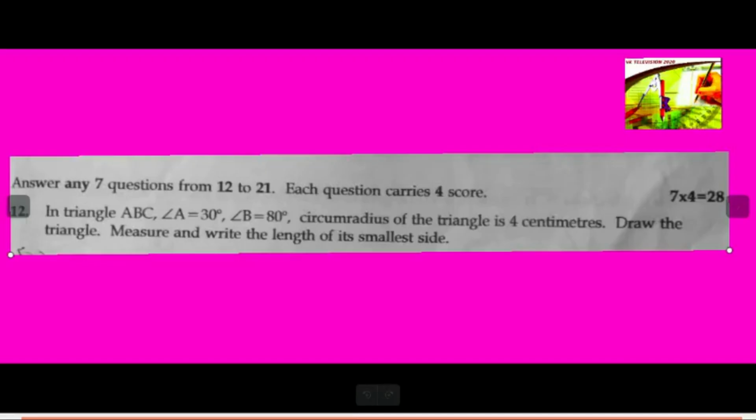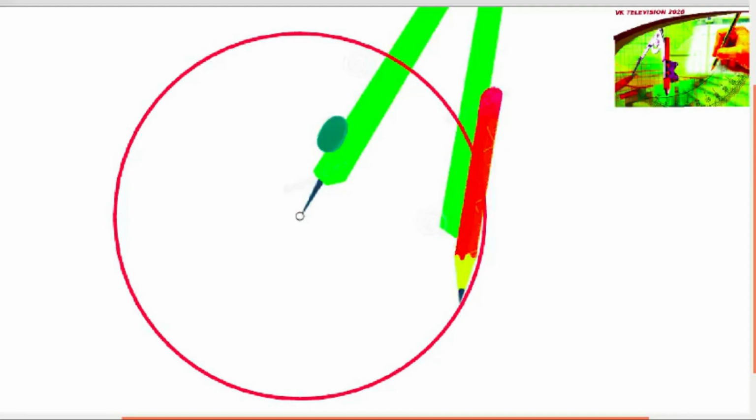In triangle ABC, angle A is equal to 30 degree, angle B is equal to 80 degree. Circumradius of the triangle is 4 centimeter. Draw the triangle, measure and write the length of its smallest side. So it is given that angle A is equal to 30 degree, angle B is equal to 80 degree, and the circumradius of the triangle is 4 centimeter. So we first draw a circle of radius 4 centimeter.